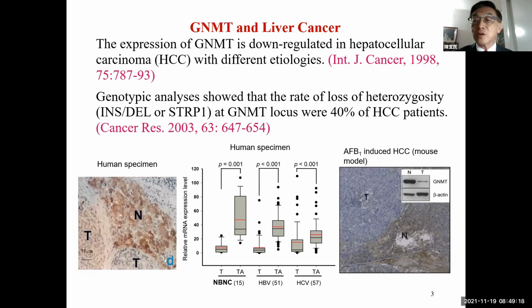Besides that, in 2003, in collaboration with Dr. Kenneth Buetow at the NCI, we identified the genotypes of GNMT, including some short tandem repeat polymorphisms and SNPs. And we found that the GNMT locus had 40% loss of heterozygosity in HCC patients.